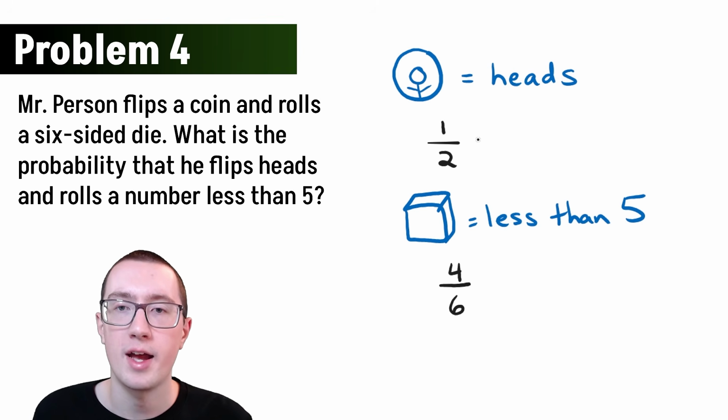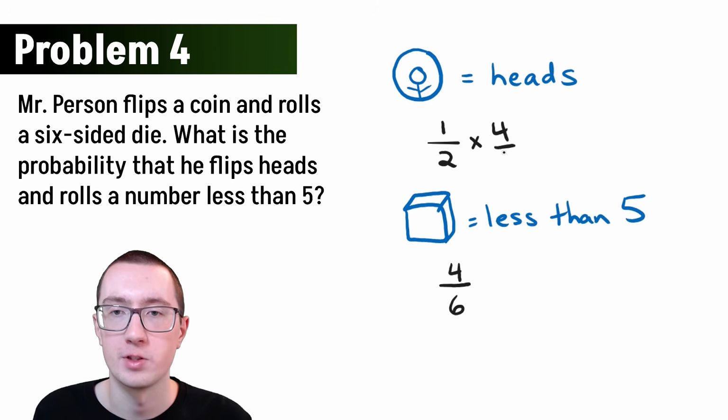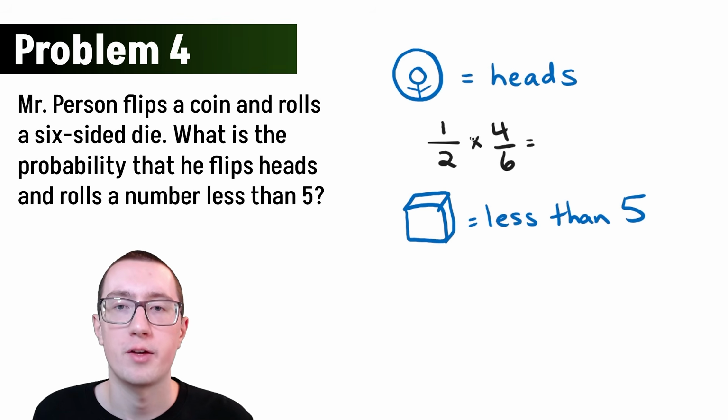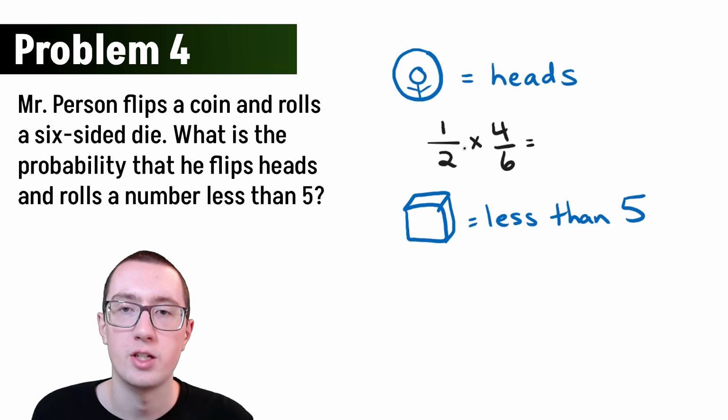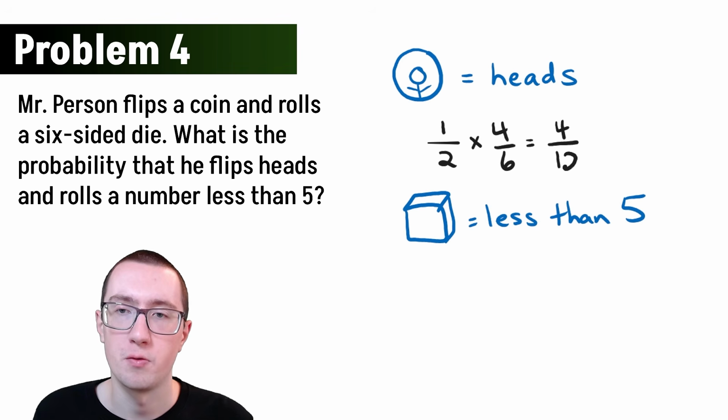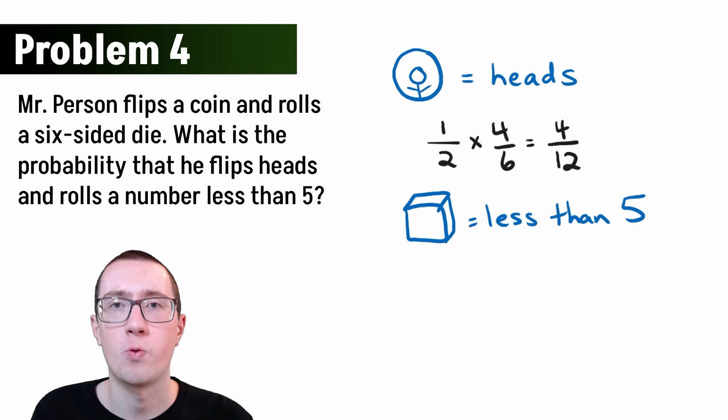So we're going to take 1/2 times 4 over 6. And remember that to multiply fractions, you multiply the tops and you multiply the bottoms. So 1 times 4 is 4, and 2 times 6 is 12. So the probability is 4 over 12.